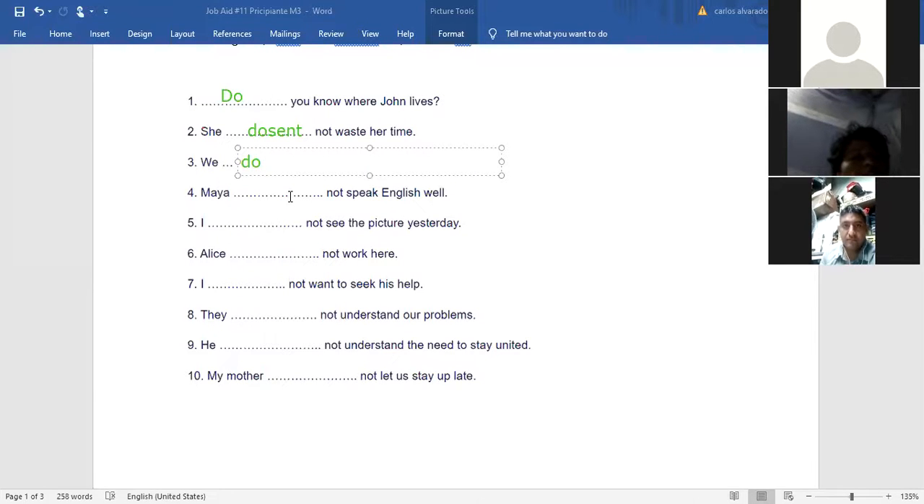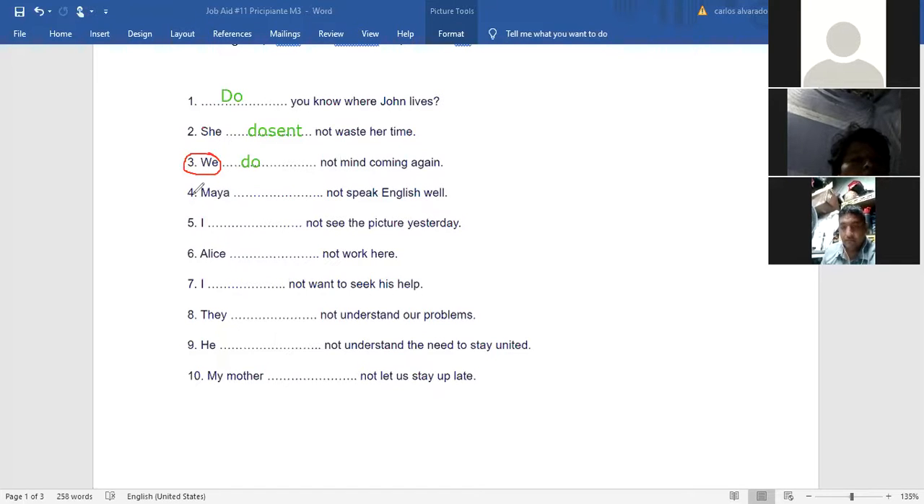We do not mind coming. Podría usar contracción también, ¿verdad? Podría decir don't. But remember, uso do porque mi sujeto es we, right? So el sujeto no merita el cambio a does, right? Does es solamente para he, she, it.